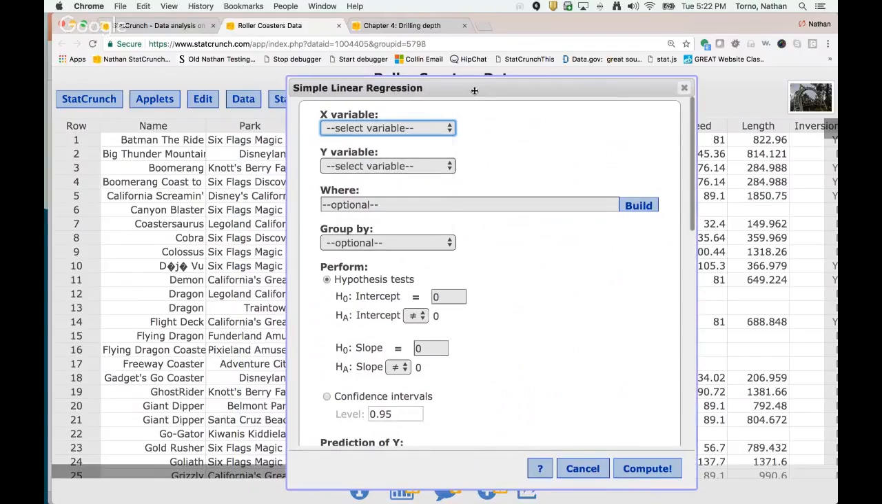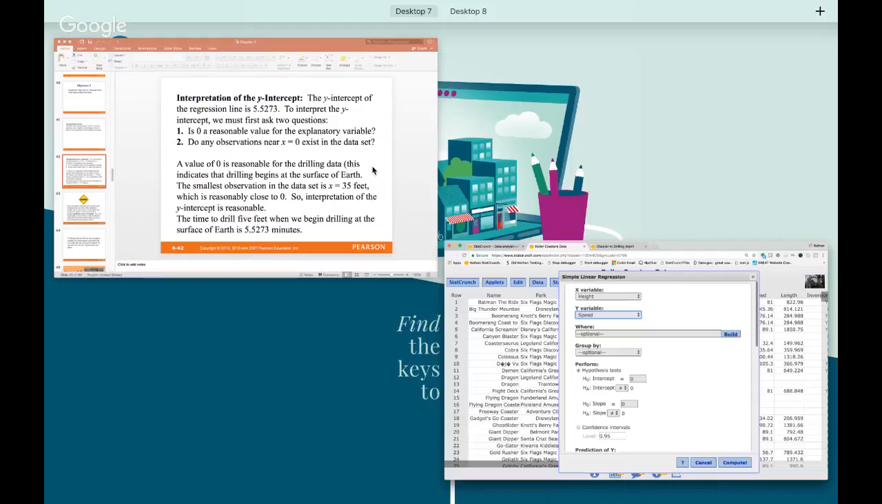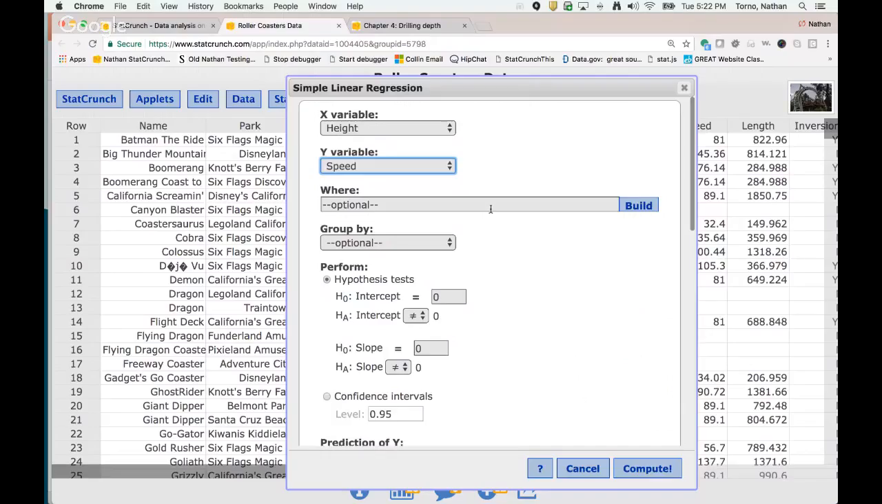Click on that. So my x variable in this case, I want to use the height of the roller coaster to predict the speed. So again, this is max height predicting max speed. If you think about that, it does make sense that these two things will be related. So the taller the roller coaster, you expect the faster the roller coaster. Again, this is real data though. There's a lot of things going into this, but that does make a lot of sense that those would be related and one would predict the other.